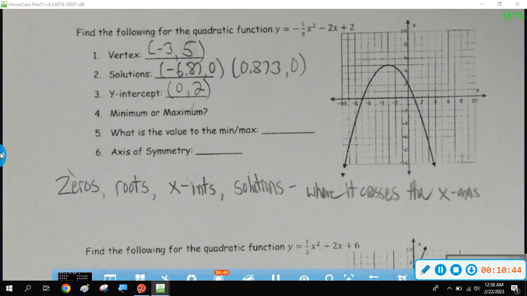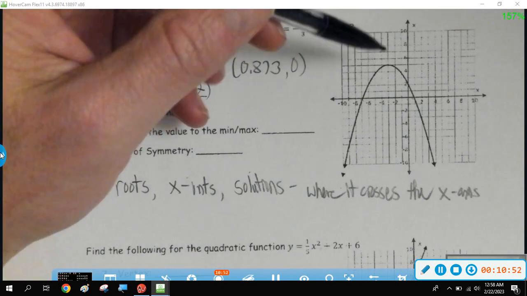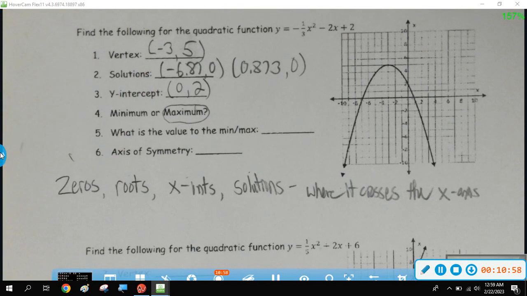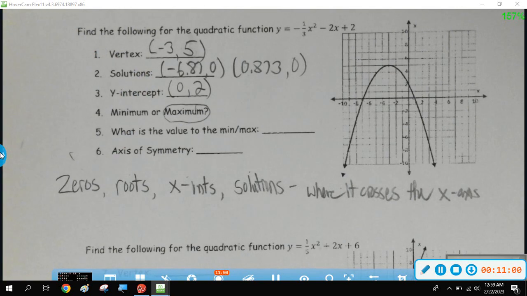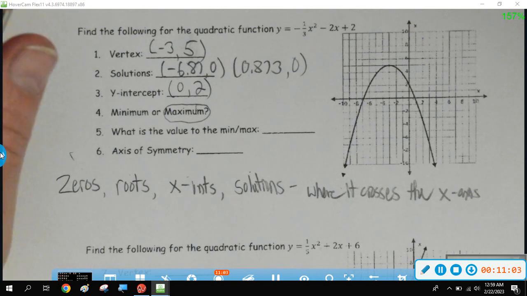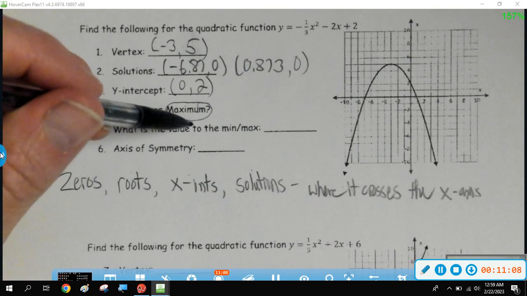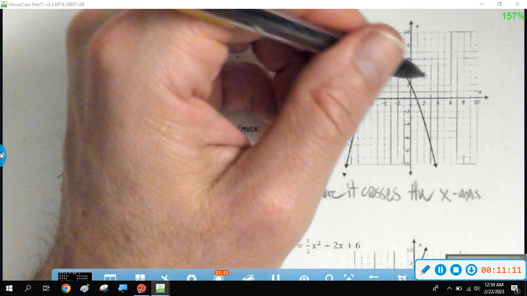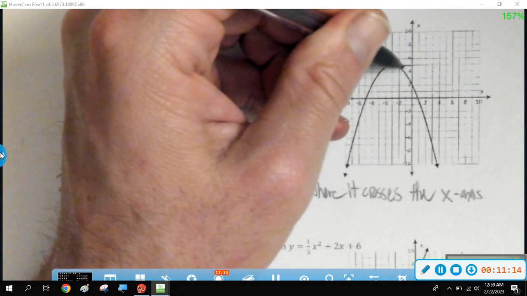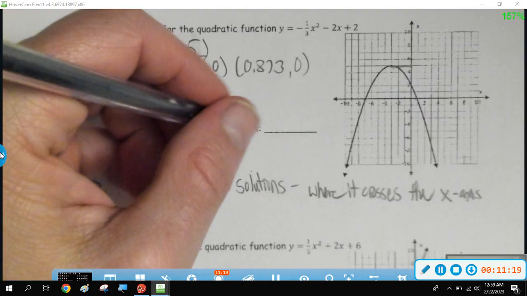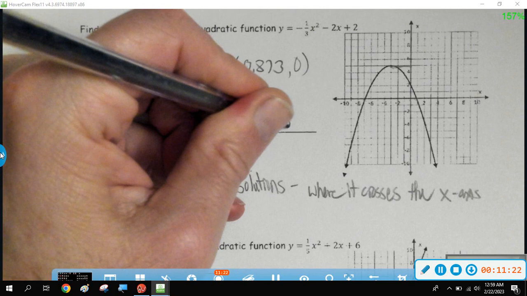Okay, what's next for us? We want to know whether the graph has a minimum or a maximum. So is the vertex a minimum or a maximum? Well, in this case, the vertex is the highest point, and that's going to make it a maximum. All right, so in this case, the vertex is the maximum. Now, there's two other questions that it's asking us in order to finish. Okay, the first one is, what is the value of the max or the min? Well, when they say the value, they mean the y value. So we need to look across and see what the y value is here. So the y value of the maximum at this point is going to be 5.